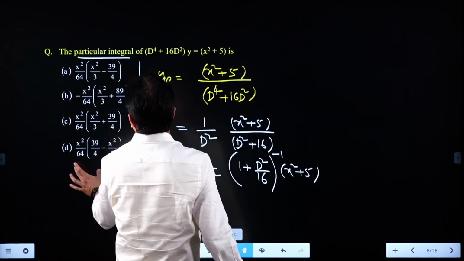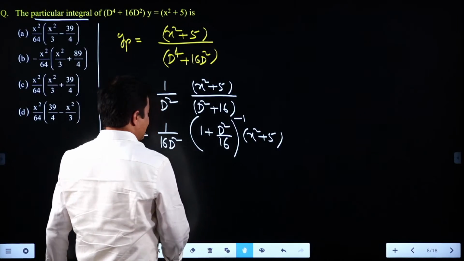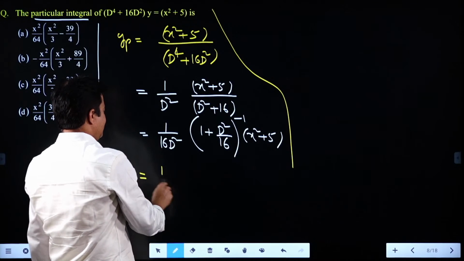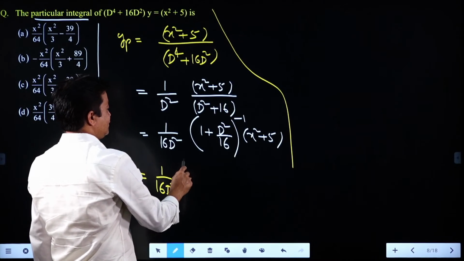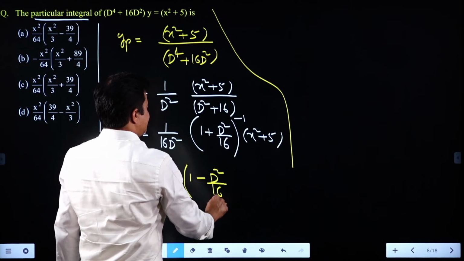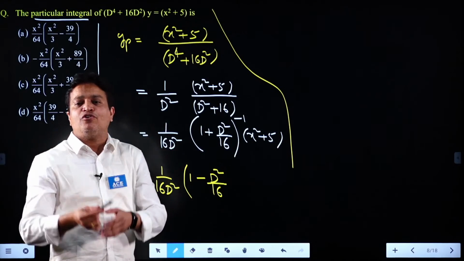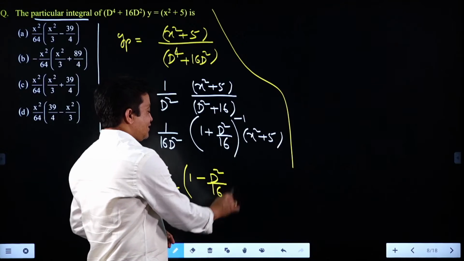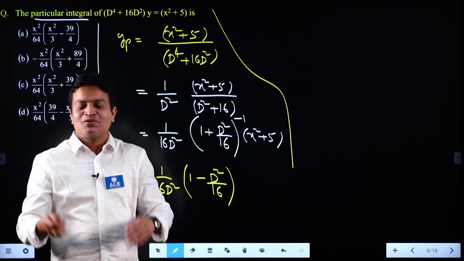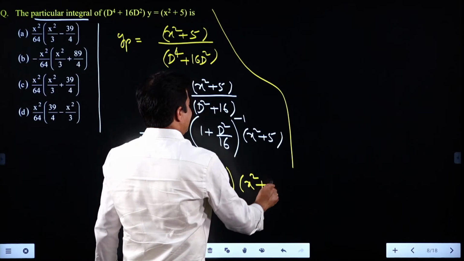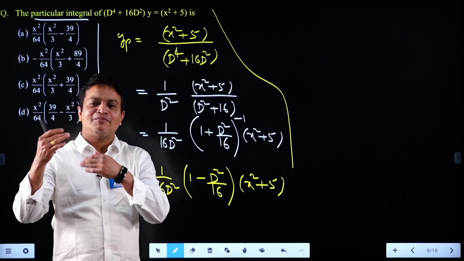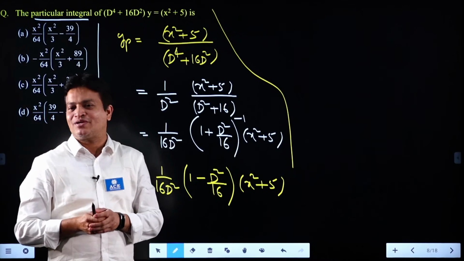Now, binomial expansions are very helpful. So next step also: 1 by 16 D square into, like 1 plus x whole power minus 1 expanded, 1 minus D square by 16. Next term D power 4. Here x square only, so it is useless. D cube, D power 4, D power 5 are useless, no need to write, because that x square we can differentiate a maximum of 2 times. First time 2x, second time 2, third time onwards 0. That means D cube, D power 4 no need to write.